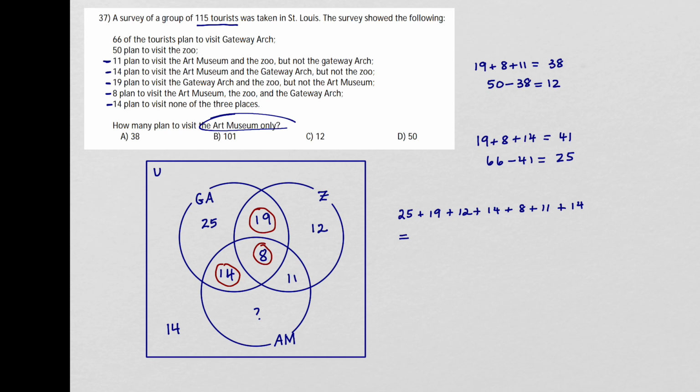And what does this add up to? So that's 103. And then we look at how many people were there total from the beginning. That was 115. So if I subtract the 103 that I've counted in the other sections, that leaves us with 12 to go only to the art museum. So that's why C would be the final answer.